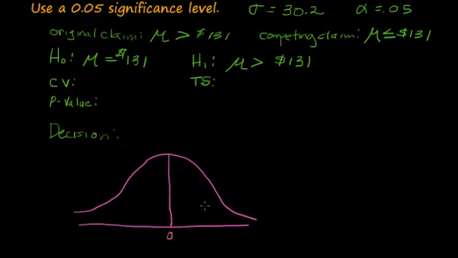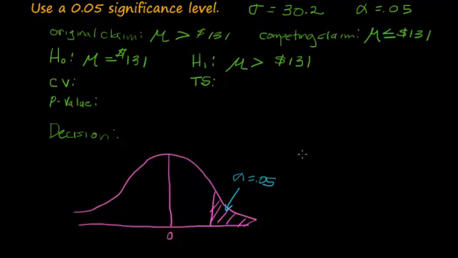This is the z distribution because sigma is known and my mean is always 0, and I look up here at the alternate hypothesis. This tells me what type of test I have. It's a greater than symbol, it's pointing to the right, so I have a right-tailed test. And here's my alpha, which is 0.05.